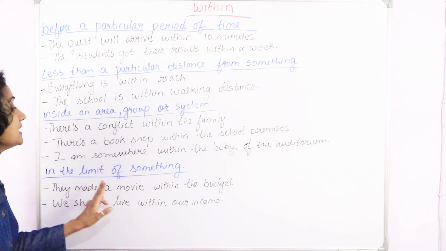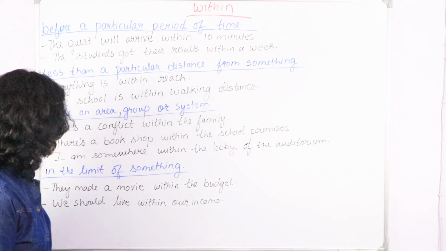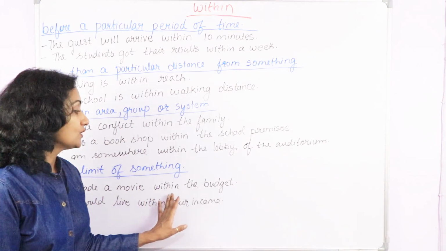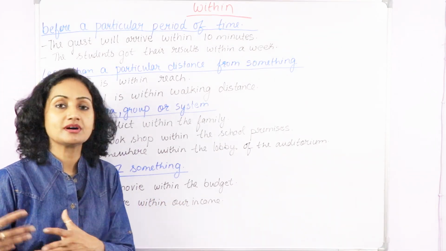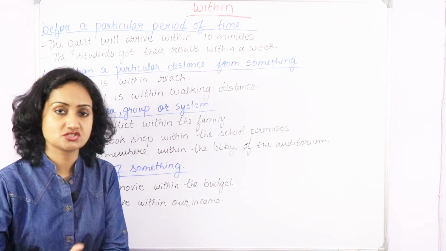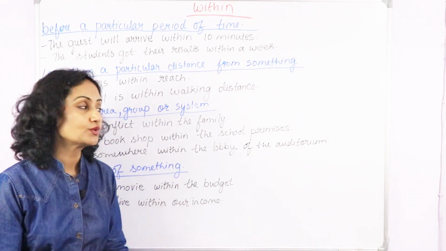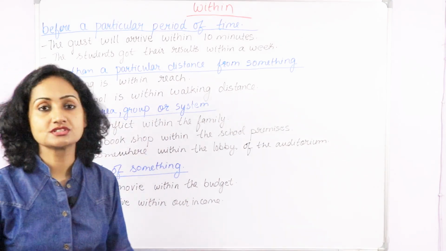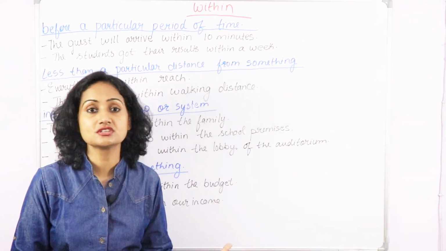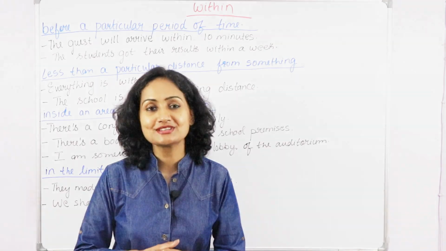Next is in the limit of something. For example, they made a movie within the budget. So whatever the budget was, within that budget. We should live within our income. So this way we can use this time preposition, within. So that's all for this video.